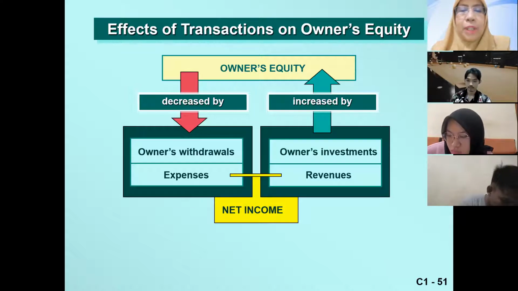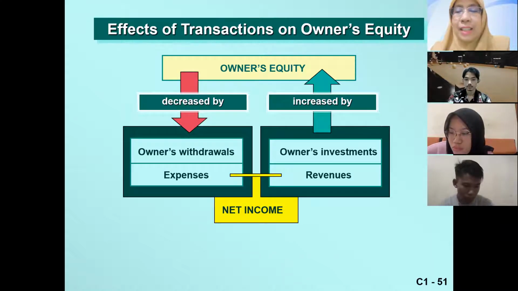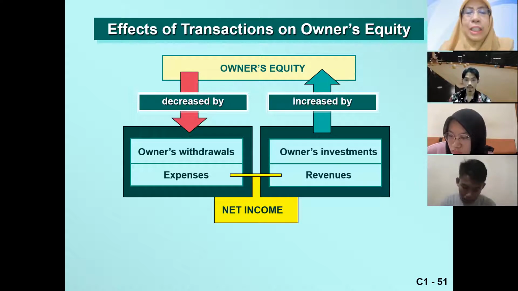And the difference between revenue and expenses will generate net income. Total revenue minus total expenses will be net income. Okay, let us see the financial statements.